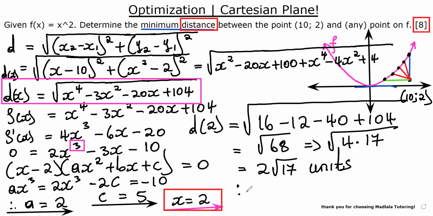Of course, you can conclude nicely and say, therefore, the minimum distance is just going to be 2 square root 17 units. And if we said this, they're going to be so happy in the exam that they give you all your full 8 marks.